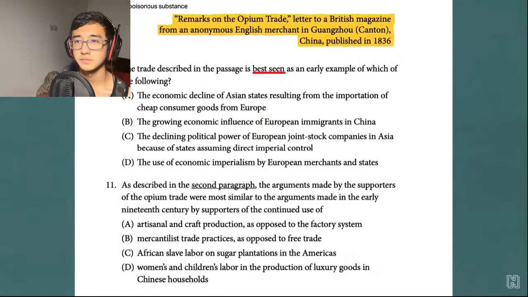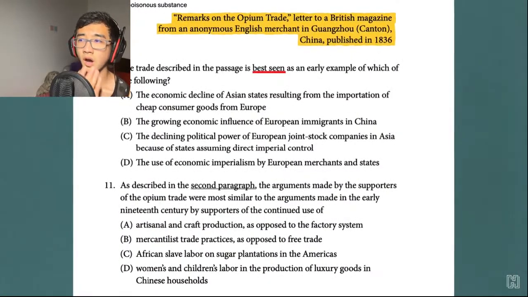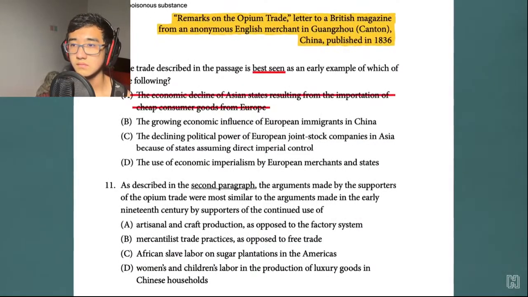So is it A, the economic decline of Asian states resulting from the importation of cheap consumer goods from Europe? And that one is not factually accurate. Asian states are not importing goods from Europe at this point, which is the whole point of the opium trade. They're trying to reestablish the balance of trade. Or is it B, the growing economic influence of European immigrants in China? There's lots of European immigrants going a lot of places, but China is not one of them.